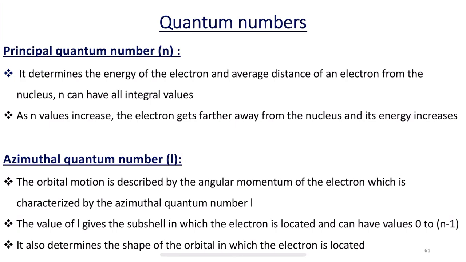It speaks about the electron: in which orbital the electron is situated or located, and what is the energy of that particular electron present in an atom, is understood by studying these quantum numbers.